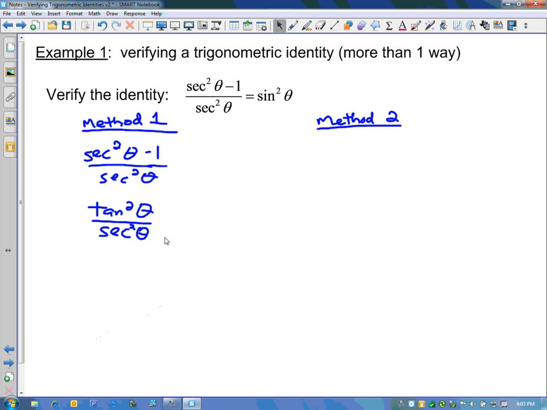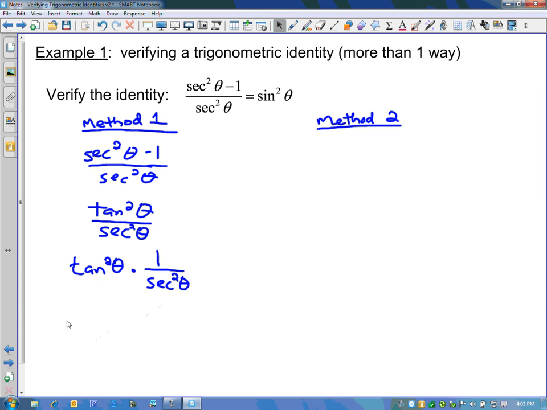And then for clarity, I'm just going to break this up a little bit. Tangent squared over secant squared is the same as tangent squared times 1 over secant squared. And now looking at my right side, looking at my goal, I realize that I want sines, and neither of these are sines, so let's change everything into sines and cosines, and hopefully our cosines will go away.